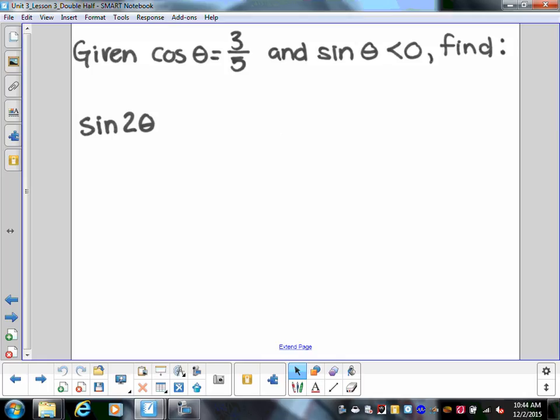There's one style of problem for each. They're very similar. I'm going to give you one of the function values. Like here, I give you cosine of an angle is 3/5. And then I'm going to tell you something about where that angle is in the coordinate plane. So I'm telling you that sine is less than 0, so that means sine is negative.